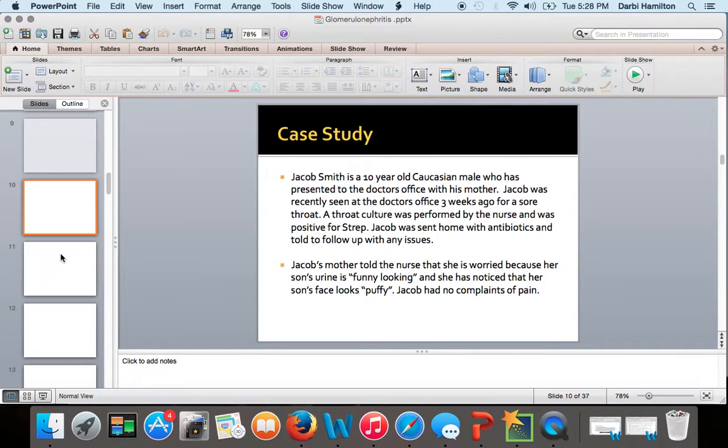So, our case study. Jacob Smith is a 10-year-old Caucasian male who has presented to the doctor's office with his mother. Jacob was recently seen at the doctor's office 3 weeks ago for a sore throat. A throat culture was performed by the nurse and was positive for strep. Jacob was sent home with antibiotics and told to follow up with any issues. Jacob's mother told the nurse that she is worried because her son's urine is funny looking, and she has noticed that her son's face looks puffy. Jacob has no complaints of pain.